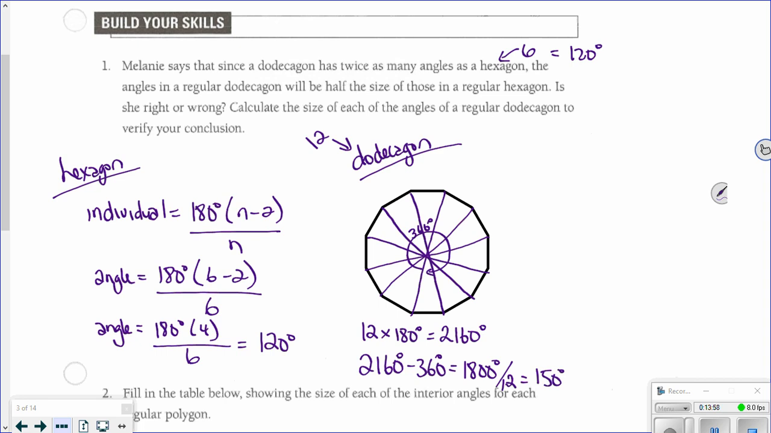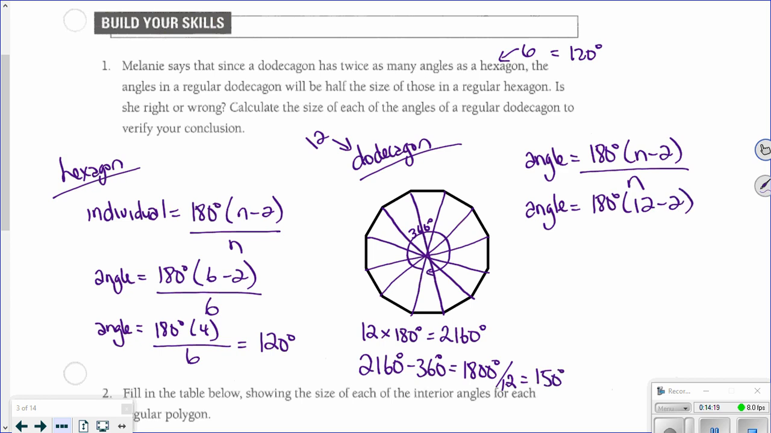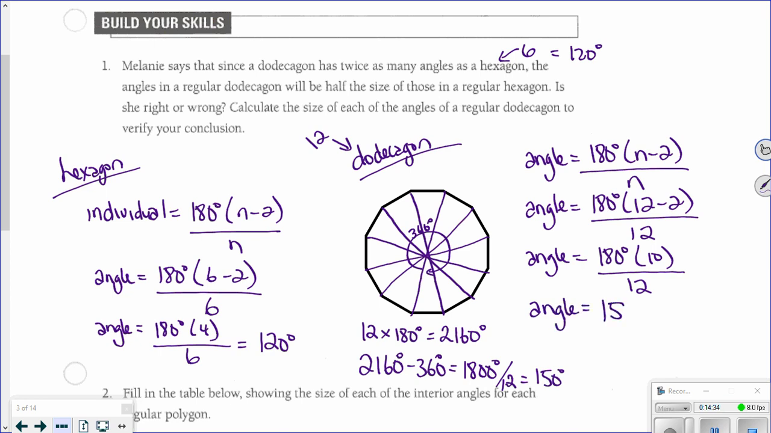If you like the formula better, and I like the formula better, it would be that the angle is 180 degrees times n minus 2, all divided by n. So each individual angle is equal to 180 degrees times 12 minus 2, all divided by 12. Or my angle equals 180 degrees times 10 divided by 12. And my angle is going to be 150 degrees.